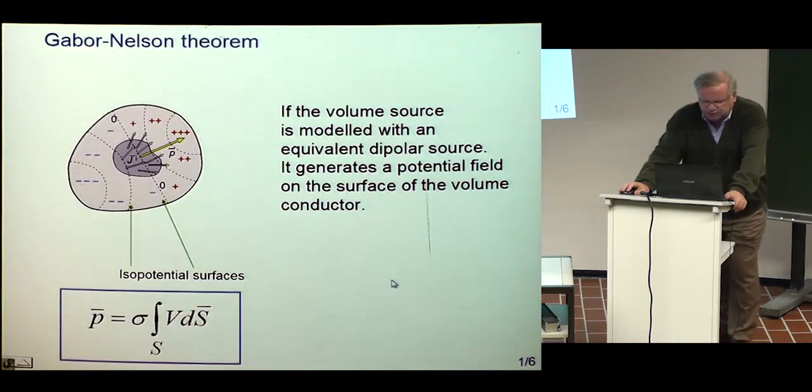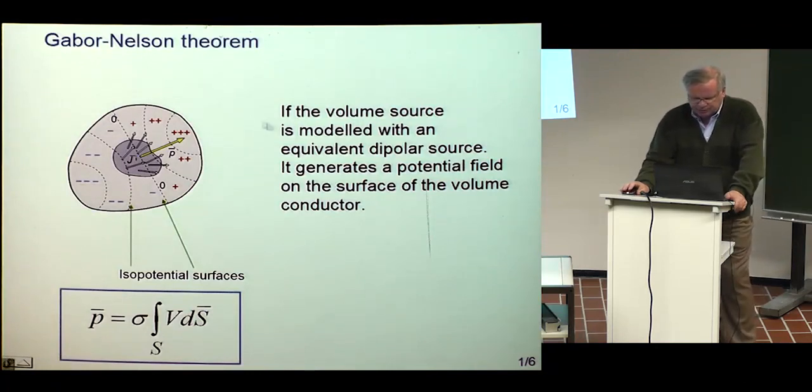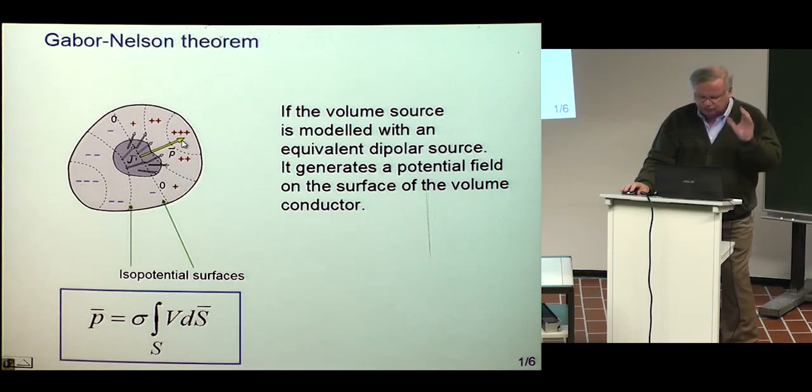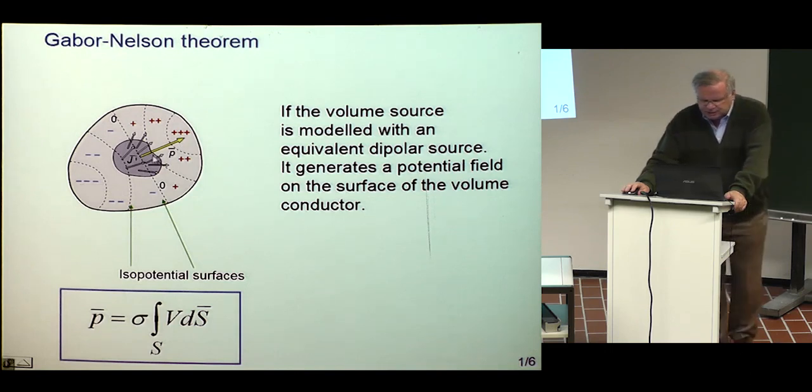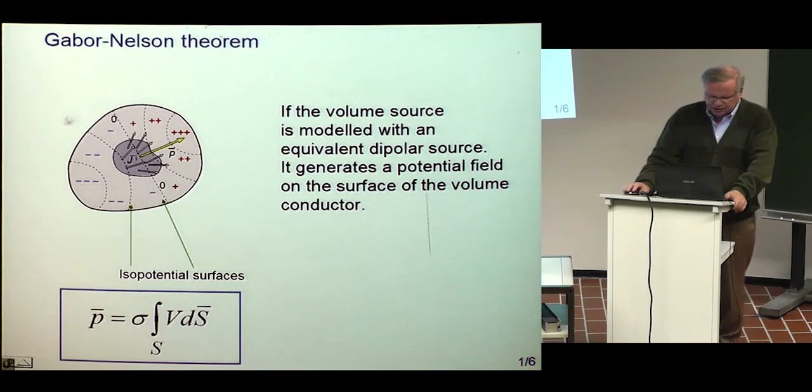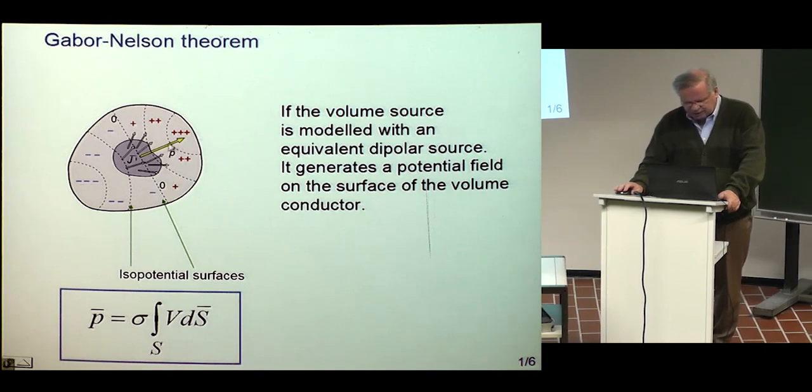Let's go through this Gabor-Nelson theorem. We have a volume conductor. Inside the volume conductor is a volume source, and we model it with its equivalent dipole source, which we are going to find with the Gabor-Nelson equation. This dipole moment generates a potential field on the surface of the volume conductor. It is, of course, most positive here in the direction of the dipole moment, and most negative here. And we can draw isopotential surfaces in the volume conductor in this way.